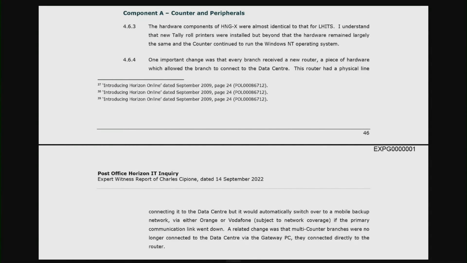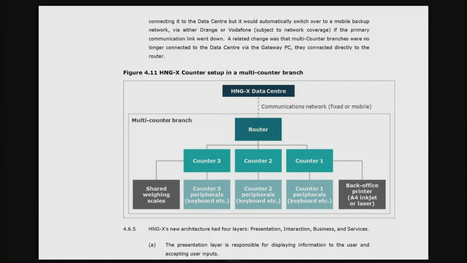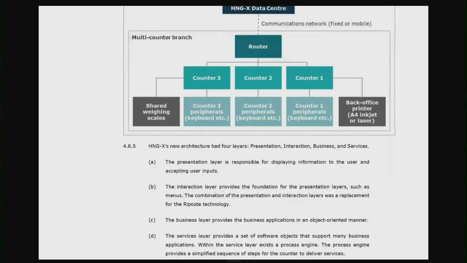You describe in your report that the new architecture under Horizon Online had 4 layers: presentation, interaction, business, and services. Could we look at those, please, in 4.6.5 of your report? Yes. Can you explain what the presentation layer was? So the presentation layer is simply the way the user sees the screen and how the user interacts with the system. And the interaction layer? That was the underpinnings of the presentation layer.